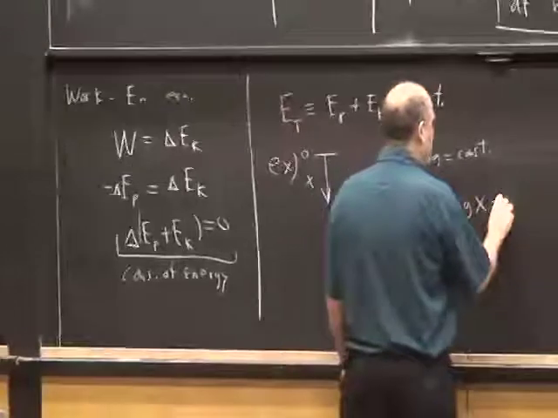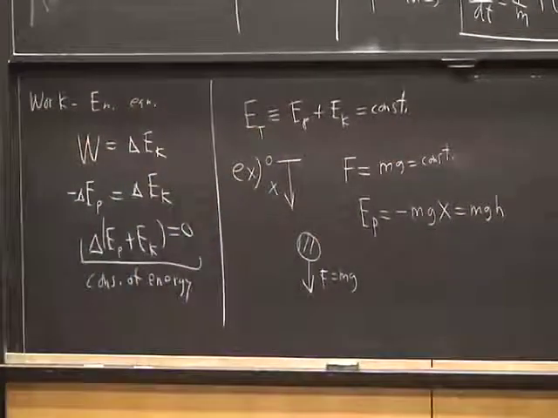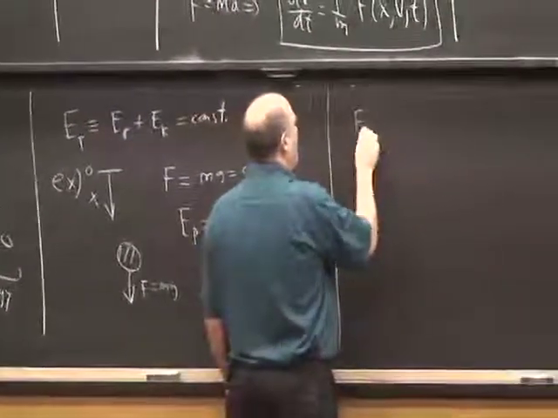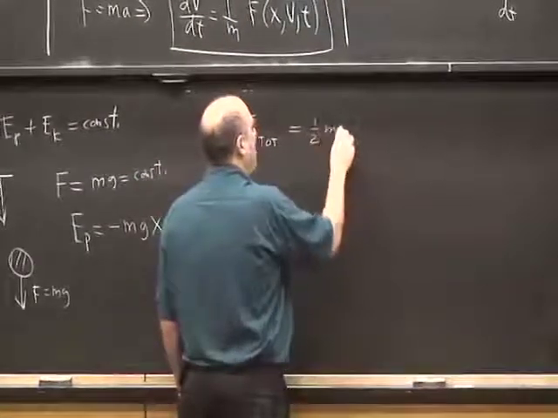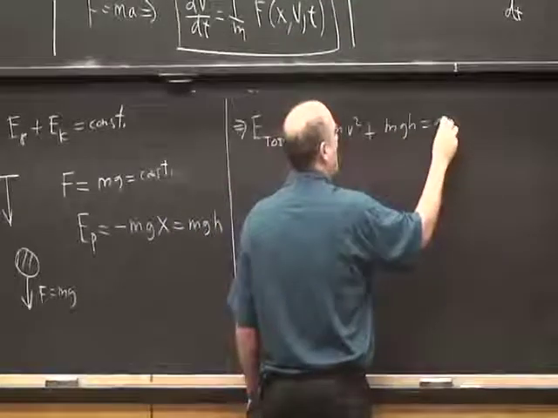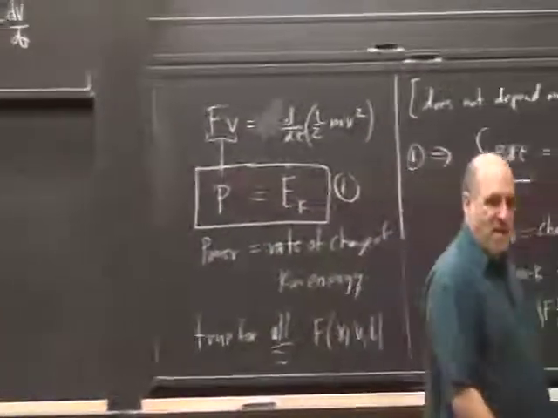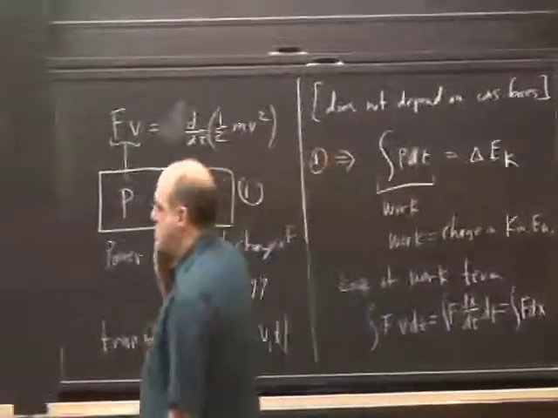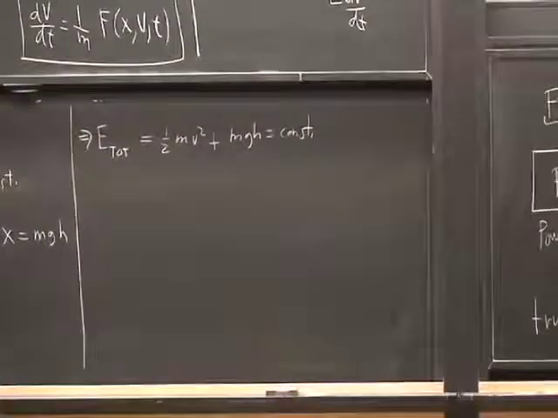And the way people usually write this is mgh. Minus x is how far up you go, and this then gives you the conservation of energy for gravity problems, which is that E total is equal to 1/2 mv squared plus mgh is equal to a constant. And you can solve various problems of particles falling without air friction using this result. Okay, any questions about this example or anything so far?